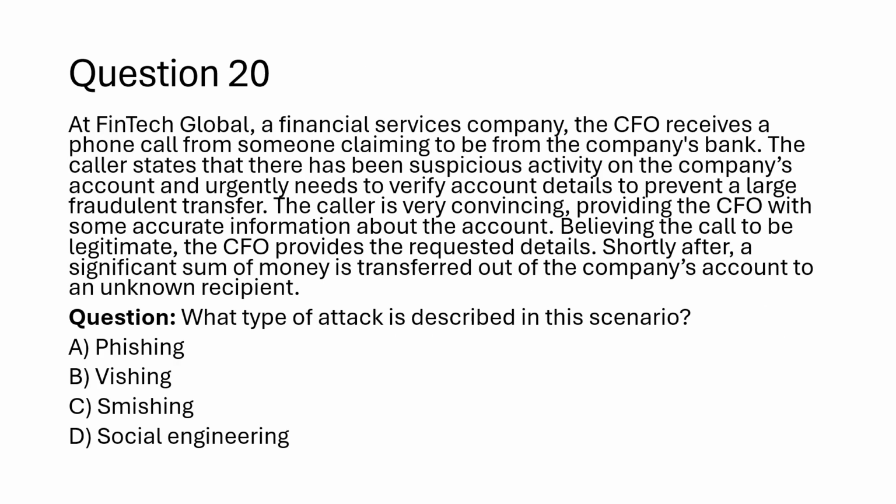Question 20. At FinTech Global, a financial services company, the CFO receives a phone call from someone claiming to be from the company's bank. The caller states that there has been suspicious activity on the company's account and urgently needs to verify account details to prevent a large fraudulent transfer. The caller is very convincing, providing the CFO with some accurate information about the account. Believing the call to be legitimate, the CFO provides the requested details. Shortly after, a significant sum of money is transferred out of the company's account to an unknown recipient. What type of attack is described in the scenario?